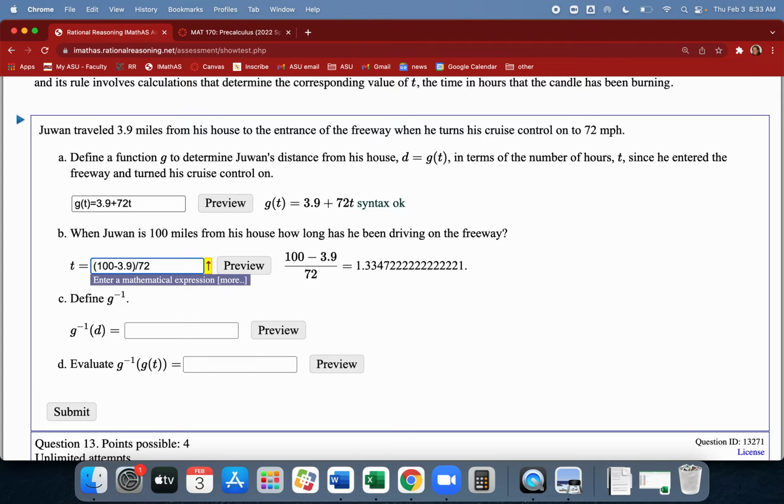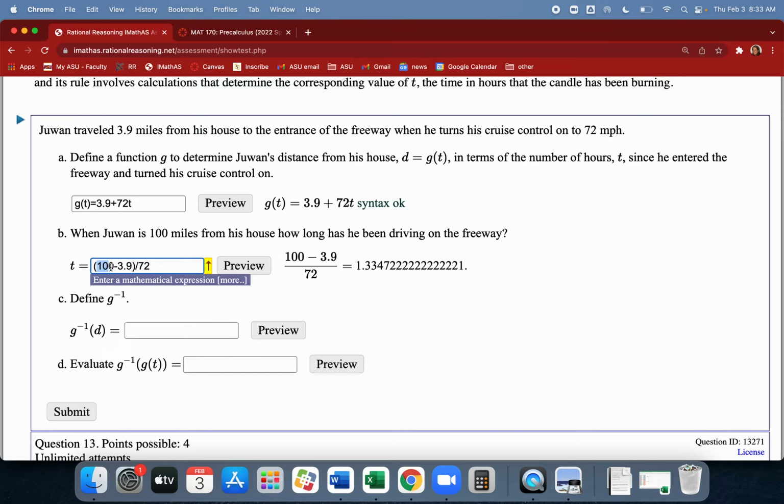All right, so the other reason I wrote the expression in like that: if I want to find g inverse of d, so d is the distance he is from home, I want to be able to plug in a distance and get the other half of the original relationship, the time he's been driving on the freeway. g inverse of d means I want to be able to plug in a distance and get a time.